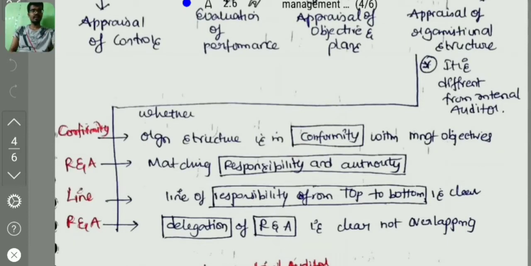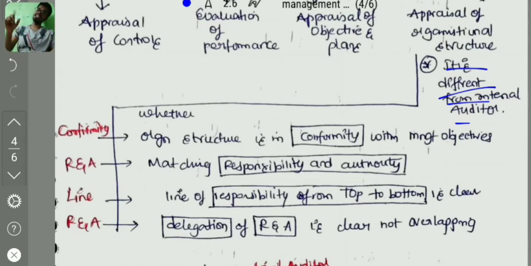What is the appraisal of organization structure? It is different from the internal audit one I have given here. And what are the 4 points? 2 points relate to responsibility and authority, and 2 points are separate: conformity and line. What is the first point? Conformity. Whether the organization structure is in conformity with the management objectives or not. This thing needs to be verified.